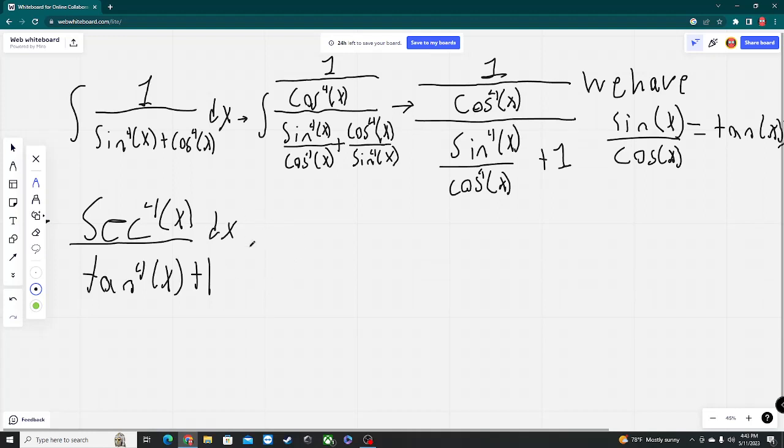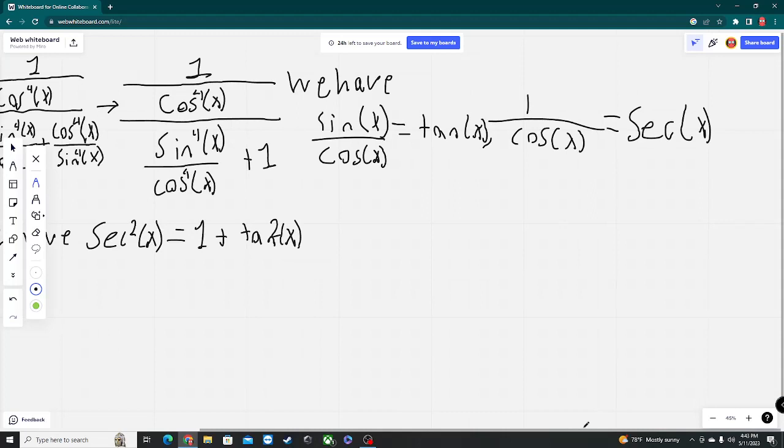Now, I'm going to make another proof. Let's try to simplify our problem. Let's do sec squared x equals 1 plus tan squared x. Do not forget the squared. Okay. Now, we go into the next part.